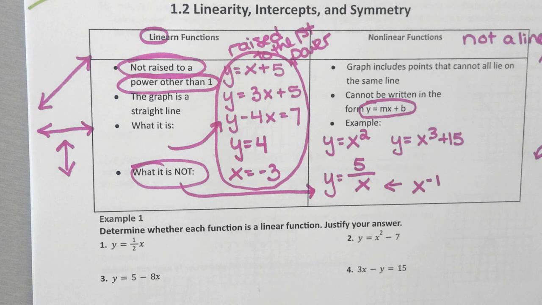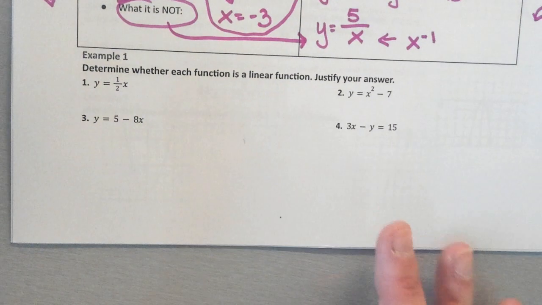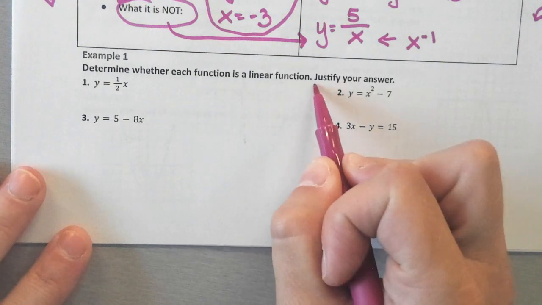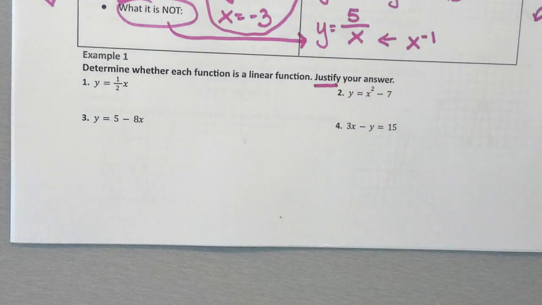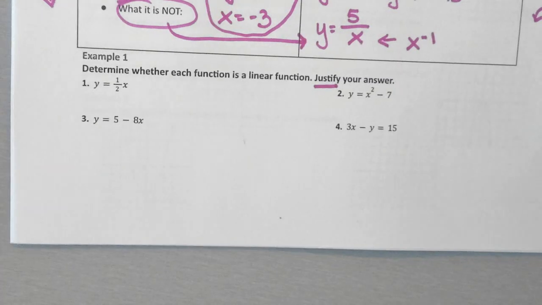All right, let's look at some examples. What does the word justify mean? Prove. Explain. So we've got to justify our answer. So we've got to give a little tidbit of like, okay, we said this is the answer, but why? Look at number 1. Now, notice where your x is. Is the x in the denominator? No, it's off to the side, right?